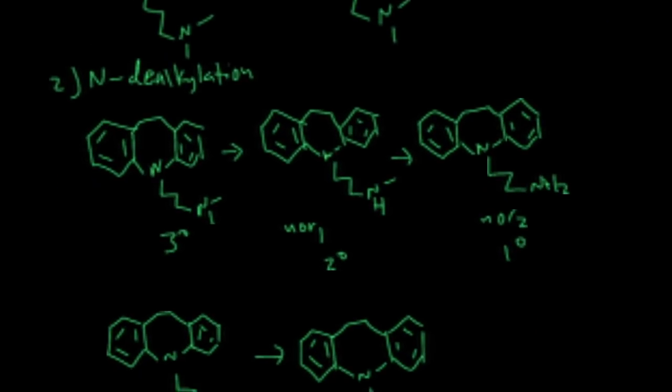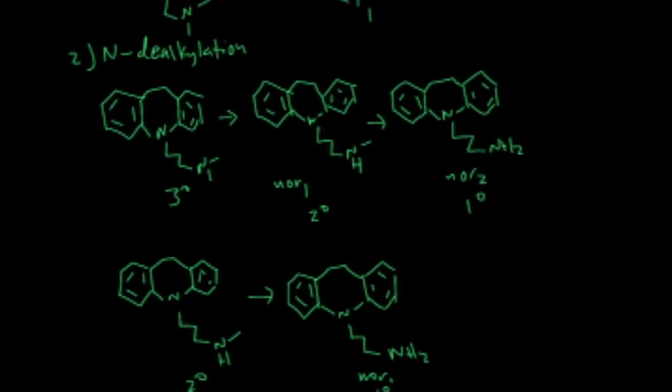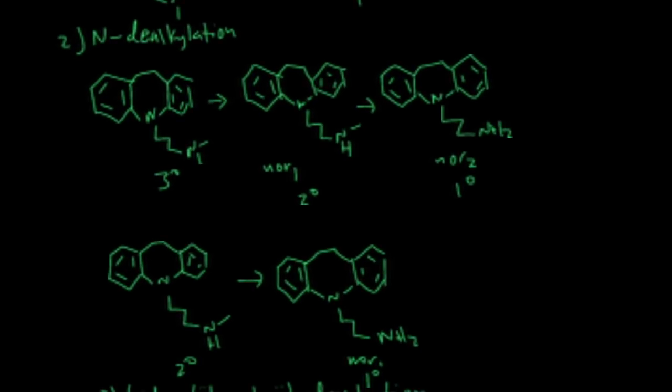Next, you can do N-dealkylation, meaning you're going to take off carbons attached to the nitrogen, resulting in NOR1 and NOR2 metabolites, depending on whether you start with a tertiary amine or a secondary amine. Let's start at the top right here. This is a tertiary amine because you have 1, 2, 3 groups attached to it. But you're going to dealkylate it, or remove a methyl group, to produce a secondary amine. So 1, 2, you have a secondary amine. This is your NOR1 metabolite, or your first metabolite. Then you take off another methyl group to produce a primary amine, which is your NOR2 metabolite.